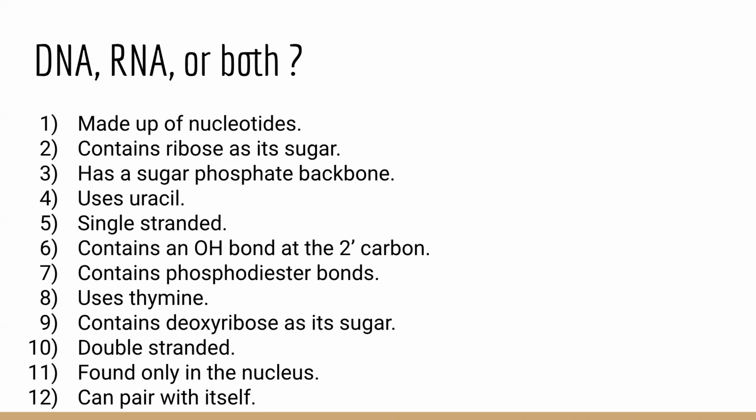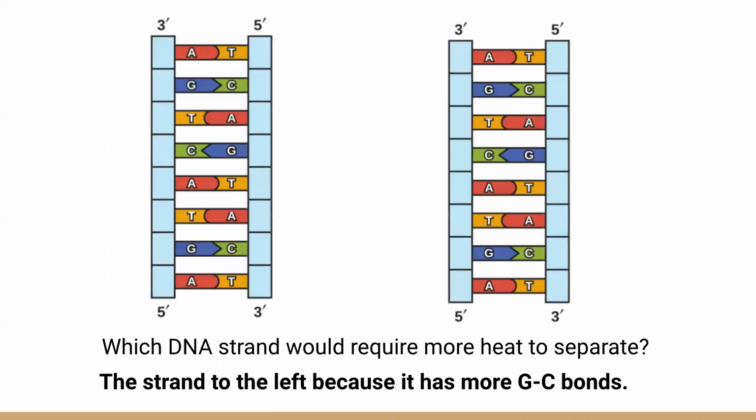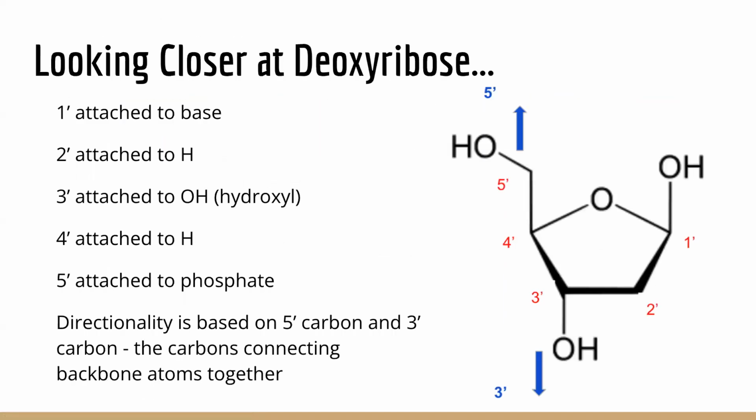The next one: uses uracil. RNA. Single-stranded: RNA. Contains an OH bond with a 2' carbon. Remember which one has the 2' carbon? This is 2', so RNA. Both DNA and RNA have that 3' OH, but only RNA has the 2' OH.